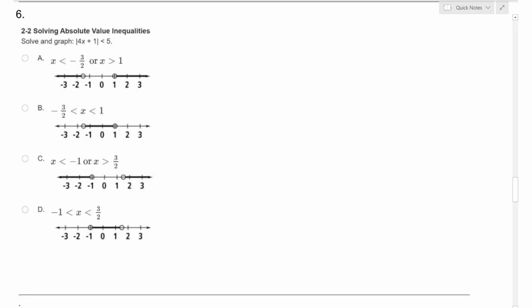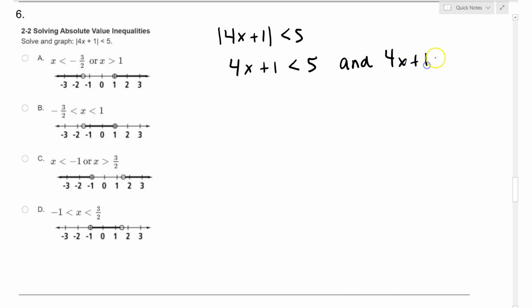Number 6, we're solving an absolute value inequality. So we have the absolute value of 4x plus 1 is less than 5. So we have 4x plus 1 less than 5, and 4x plus 1 is greater than negative 5.